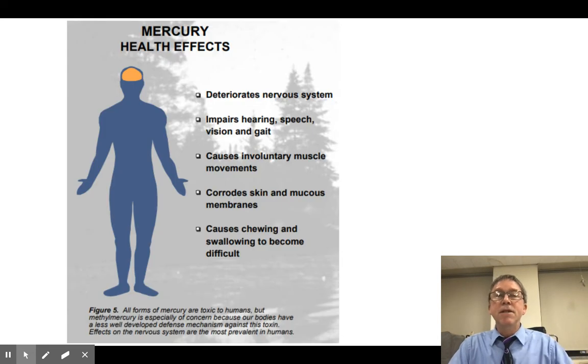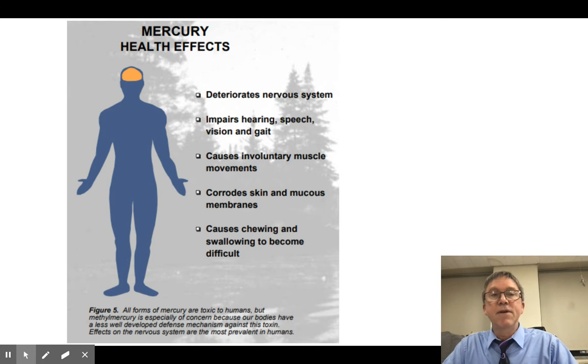Let's just talk about some of the effects that mercury has on people. So the main problem with mercury is the effect that it has on our nervous system. It makes it difficult for us to move. It makes it difficult for us to hear, to talk, to think. So it is a very, very powerful neurotoxin, and it tends to have profound effects, especially on developing embryos, fetuses, and young children.